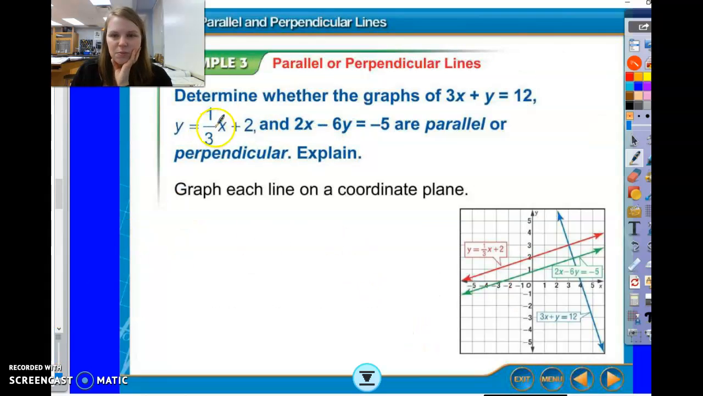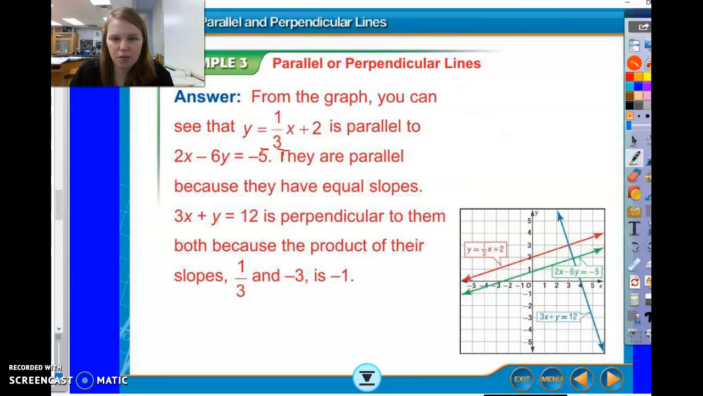Alright, this one says determine whether these are parallel or perpendicular. So the first step that they did here was they graphed them. You don't have to graph it if you don't want to. It's easier to see, but you don't have to. So even though they graphed it, they still worked through the math. Maybe they didn't. They are parallel because they have equal slopes.